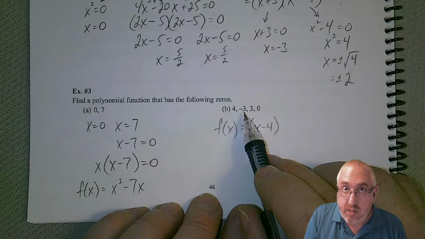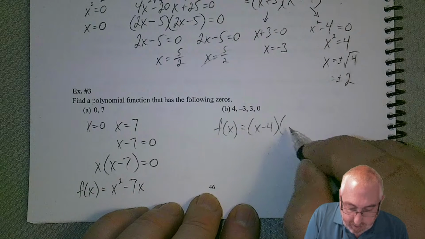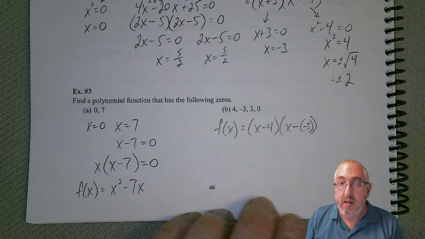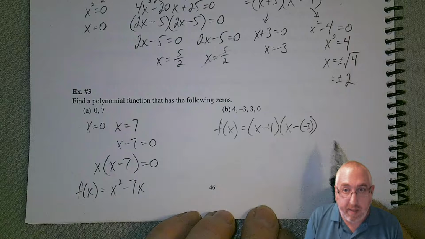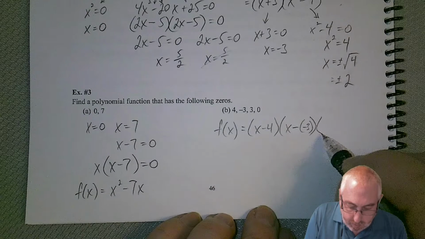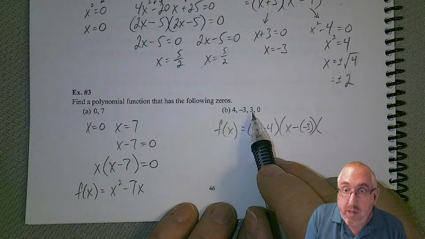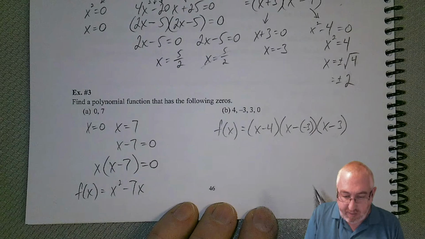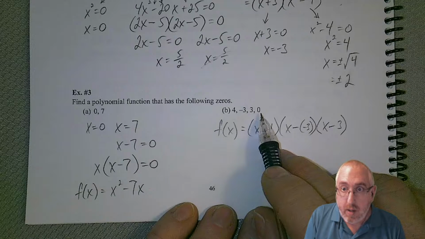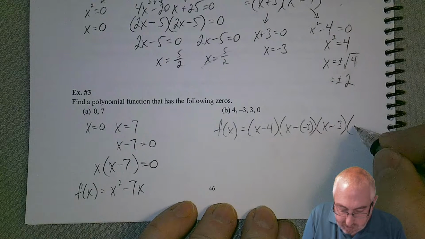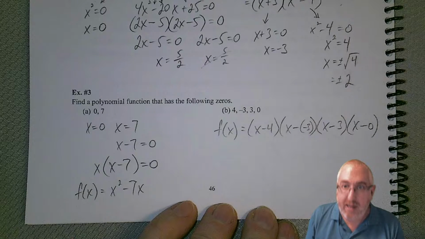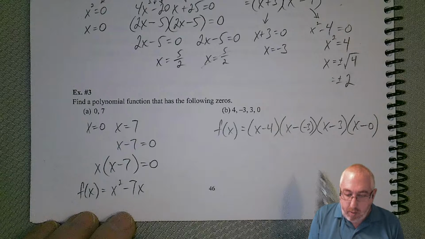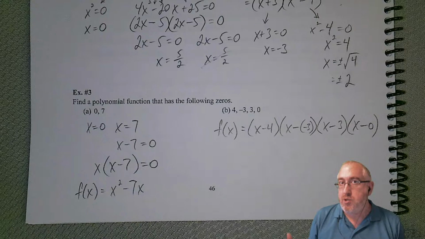Negative 3 is a 0. So x minus a negative 3. Now, can that be a plus? Yes. Positive 3 is a 0. So that means x minus 3. And then the last one is 0. Again, just to keep following the same pattern, I could write that as x minus 0 in parentheses. So now I have my polynomial function, so let's clean it up a little bit.